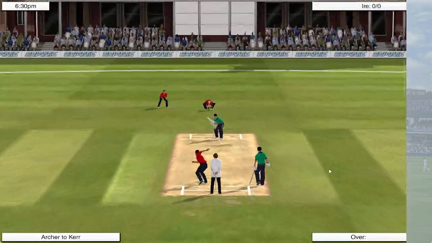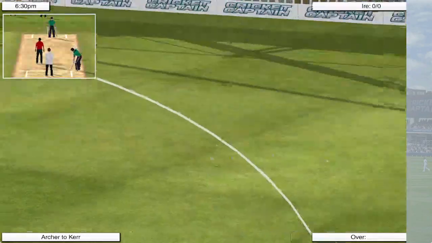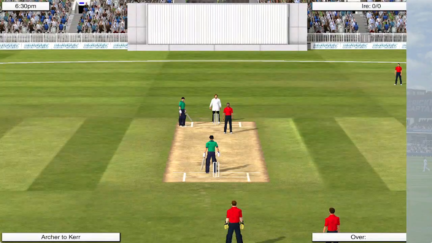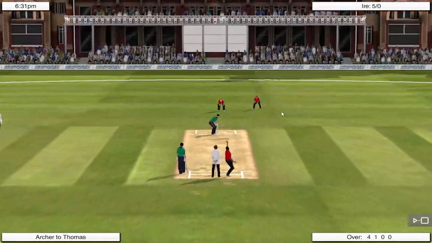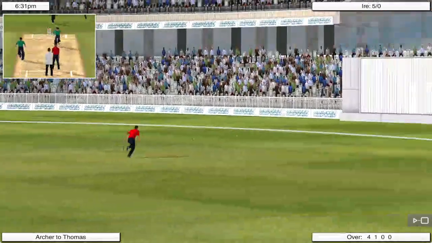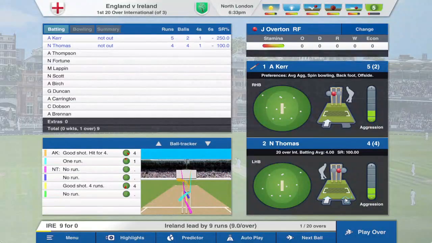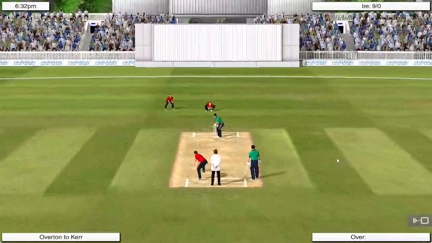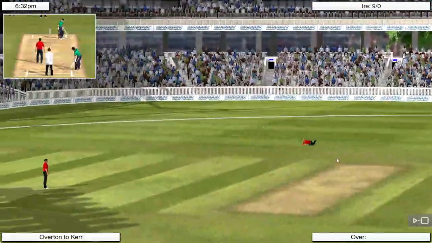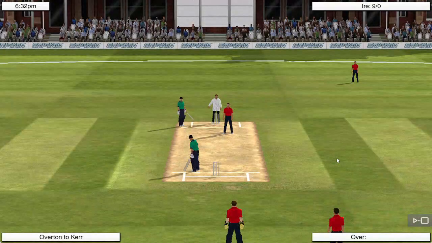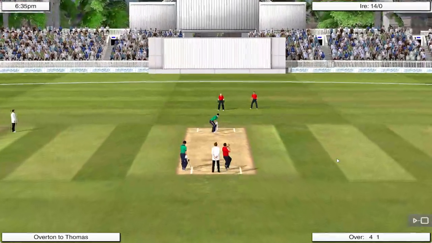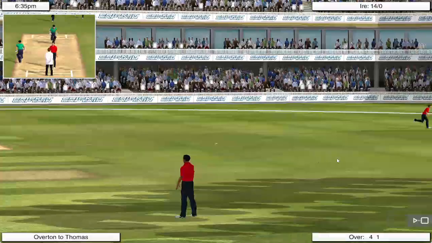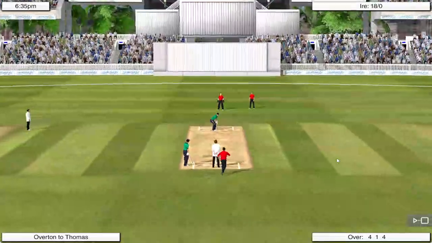Kerr, the opener for Ireland, is their top run getter in this tournament, and Adil Rashid is the top wicket taker for England. Whereas if we talk about the top run getter for England, it would be Harry Brook, and Gio Sullivan is the top wicket taker for Ireland, but he's not playing this match, which is an interesting decision by Ireland.